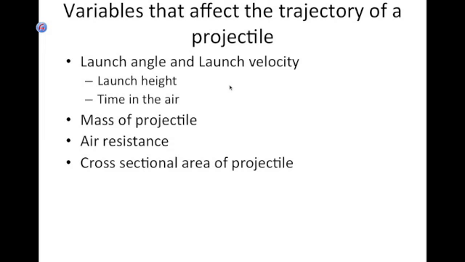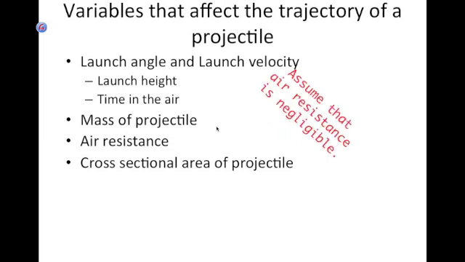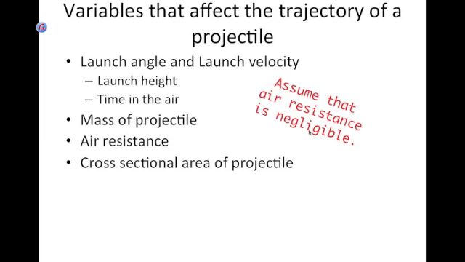The variables that affect the trajectory of a projectile are determined by a number of different things, but in our class we're going to assume that air resistance is negligible. So in that case, the cross-sectional area and the air resistance won't make any difference. We know that in no case does the mass of the projectile have to do with its rate of descent. So none of these are variables that affect the trajectory of a projectile for our course.